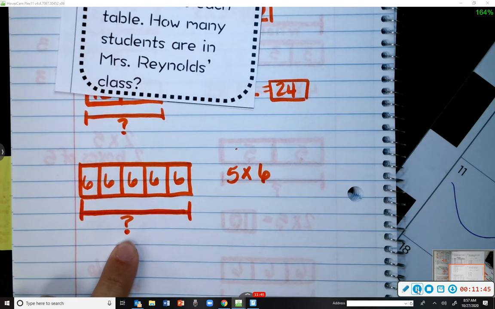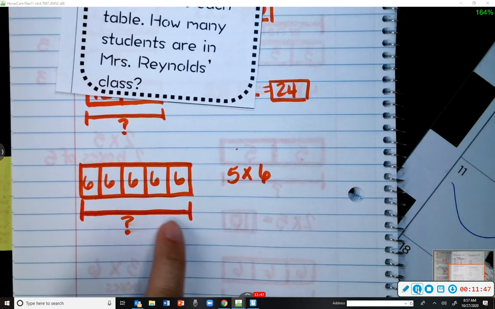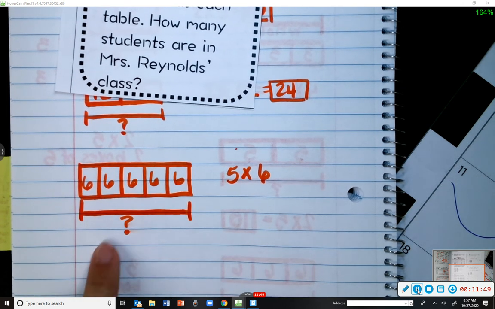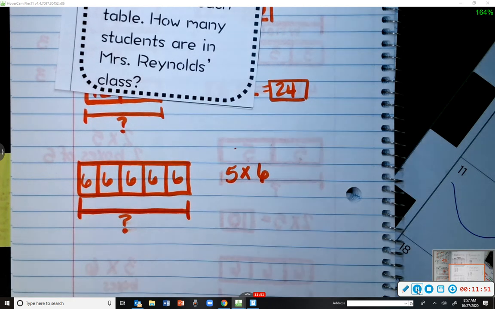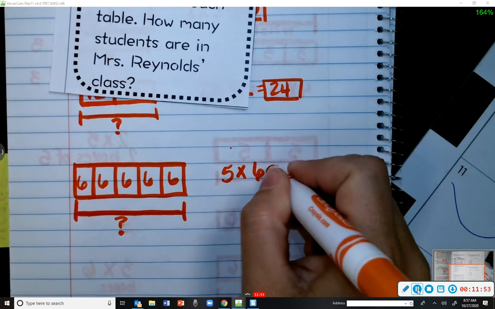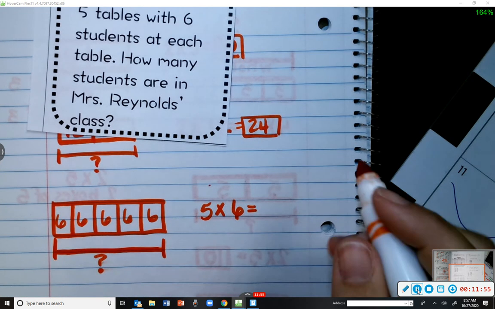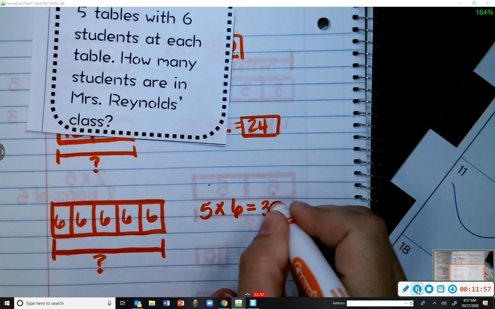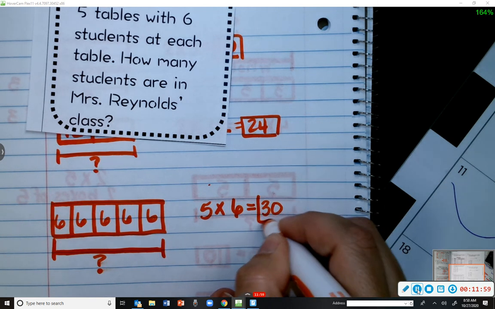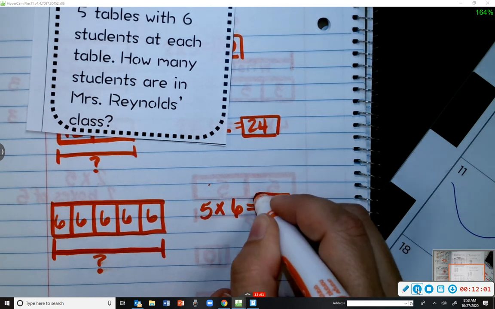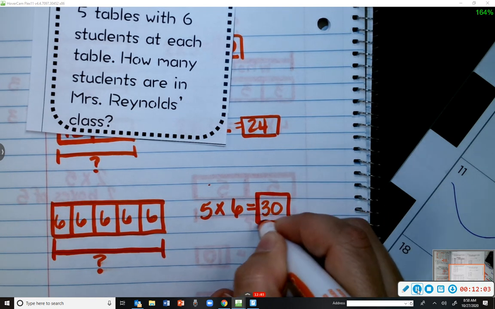Okay? Does the bar have to be on the bottom? No, sometimes they will have it at the top. Okay, and then you could have added or skip counted to find the total, and you should have gotten 30. So 30 students in all. I got 30. This is easy.